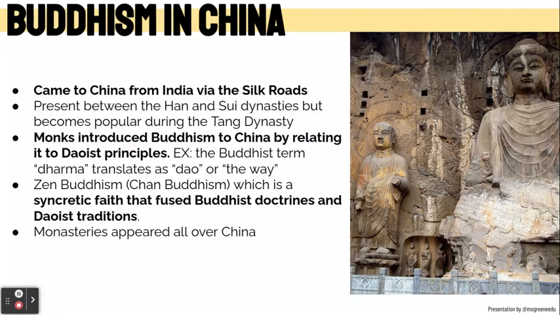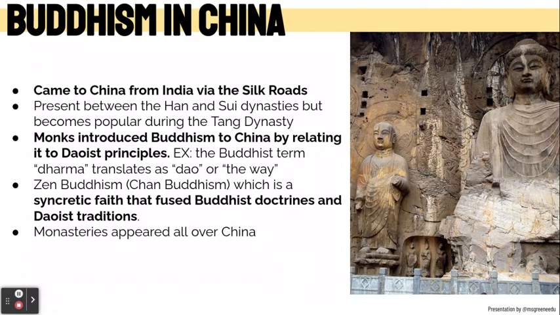Monks introduced Buddhism to China by relating it to Taoist principles. So let's talk about what a monk is. A monk, the female version is a nun, is someone who decides they're going to separate from society and devote their life to their religion. So in the United States, this is probably most familiar through the Catholic Church, which has nuns. Some people may have gone to Catholic school when they were younger and nuns taught you. So these are people that have decided they're going to devote their life to the Catholic Church. In this case, these are people who decided they're going to devote their life to Buddhism. Not all religions have monks and nuns, but the Catholic Church, part of Christianity, does, and Buddhism does. Monks were hugely influential in spreading the religion.